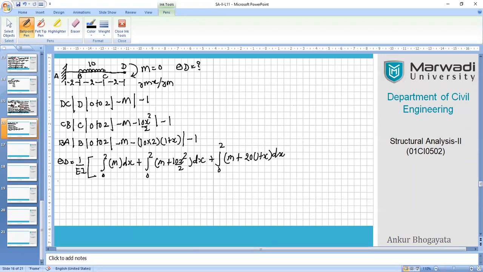So now we are ready to assign m equals to 0, and we will be able to reduce our equation like anything. So let's see what happens. Still we will not integrate it. This will get cancelled, this also will get cancelled, and this also will get cancelled. So 0 to 2 meters, 10x square by 2 dx, plus 0 to 2 meters, 20 into 1 plus x dx.